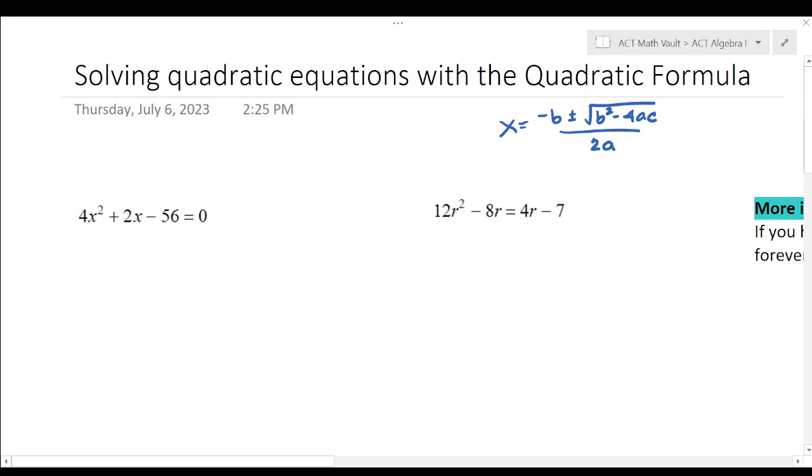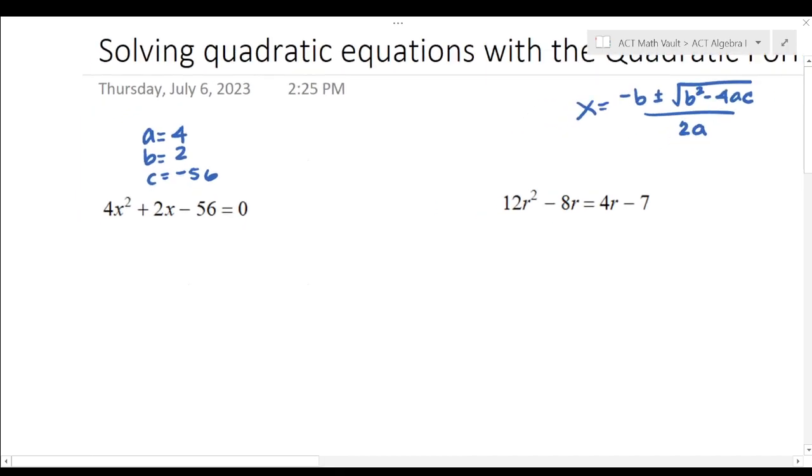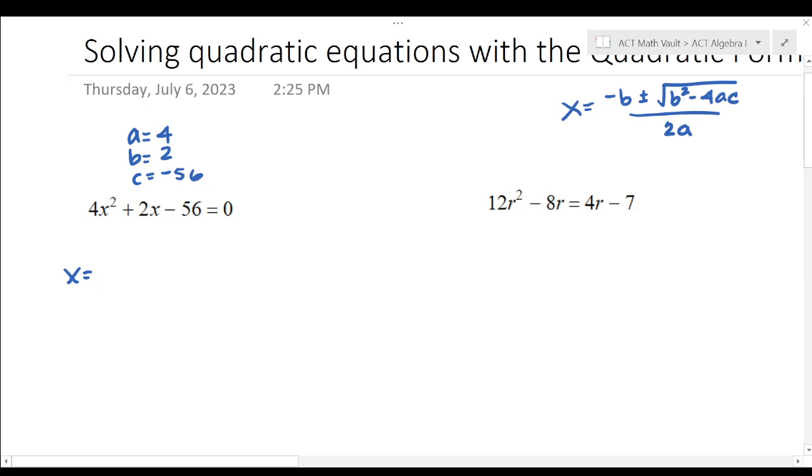So it may seem babyish, but I would write out a equals, b equals, c equals. So a is 4, b is 2, c is negative 56. And we'll just start plugging those numbers into the formula. So x equals negative 2 plus or minus square root. And then we have 2 squared minus 4, and then 4, and then negative 56. Missing a negative is hard here because the whole thing is wrong, sadly. So I have to be very careful.